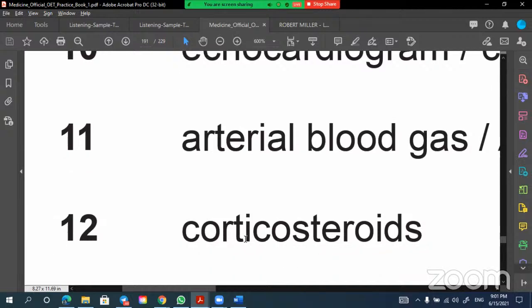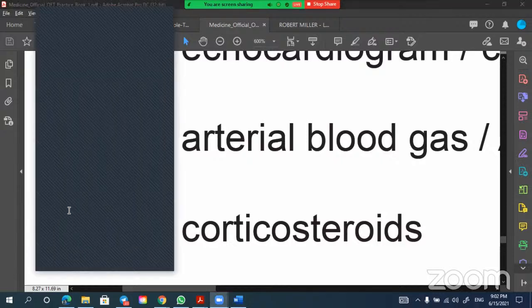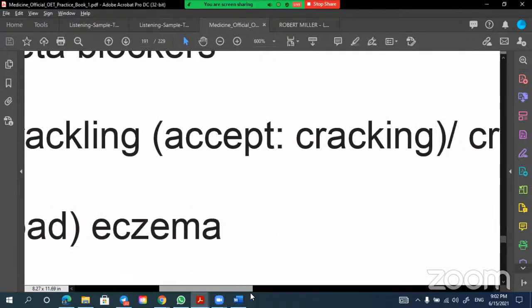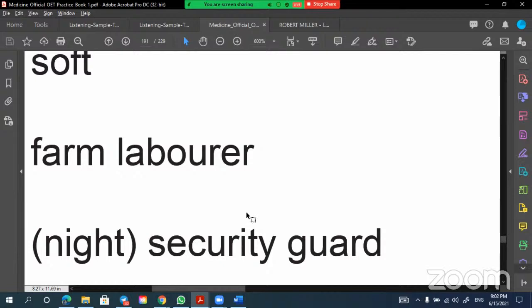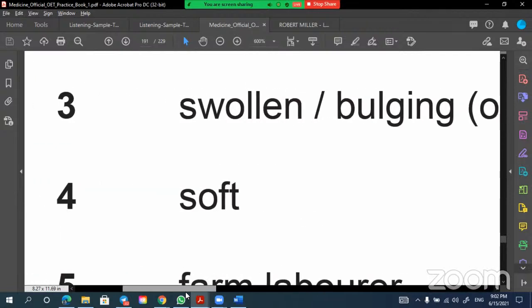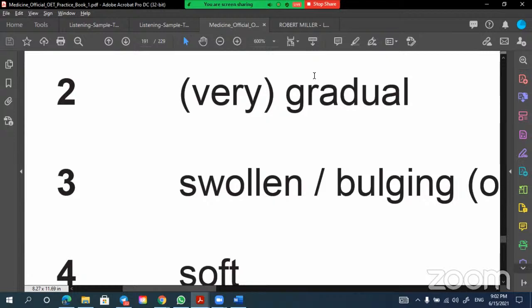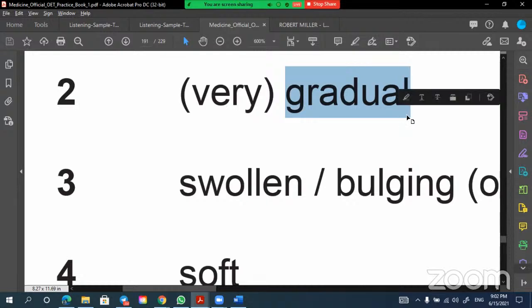Next one, corticosteroids. Gradual only will be fine. I told you. Gradual is okay. Now you can check your marks.